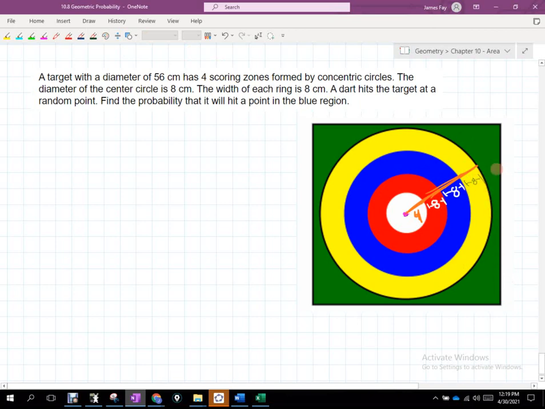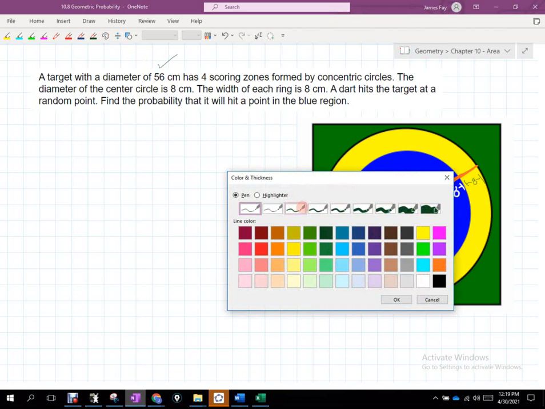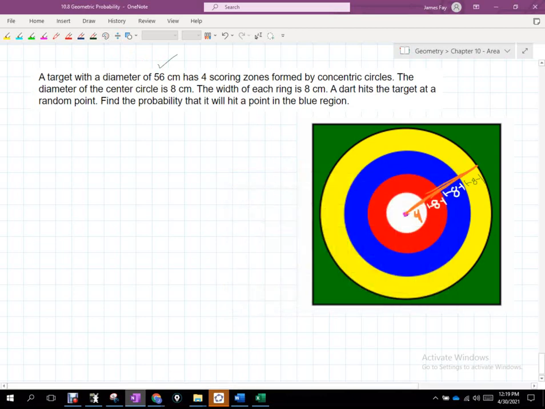Is that okay with everybody? What is 4 plus 8 plus 8 plus 8? 28, which matches up to our diameter being 56, right? So I always, before I do the problem, because I have an overall plan already in my mind, just double check to make sure that I interpret their word usage for width correctly.